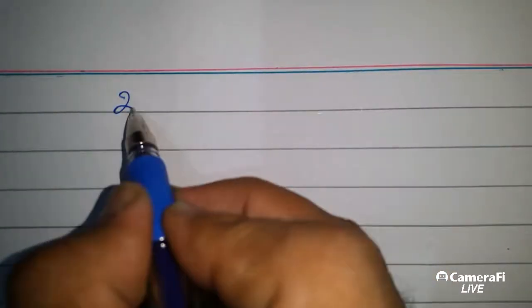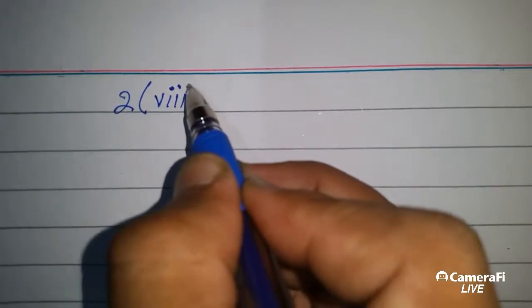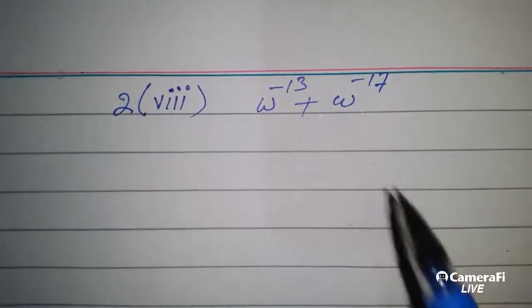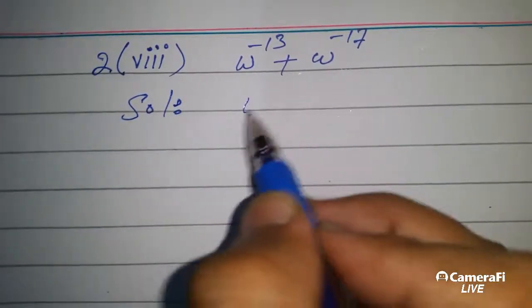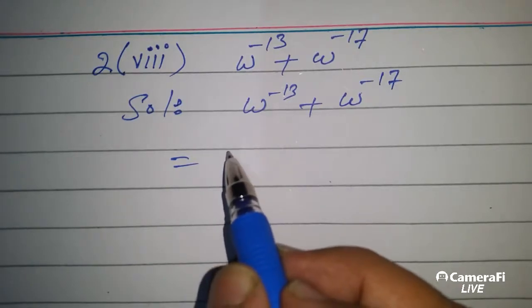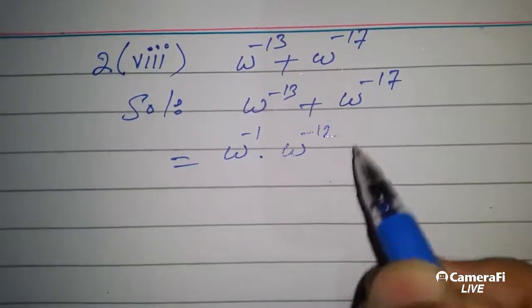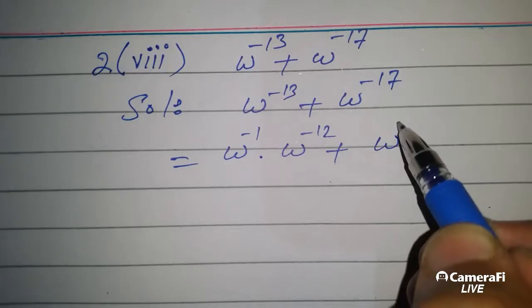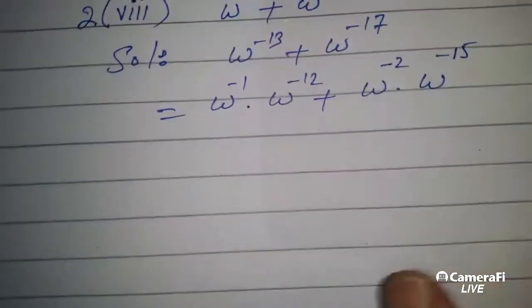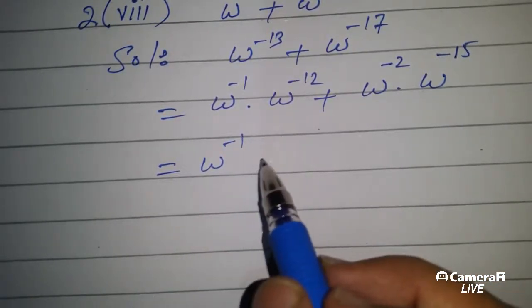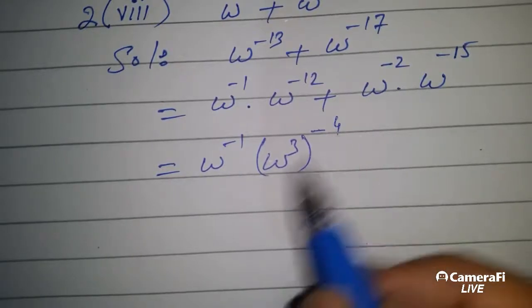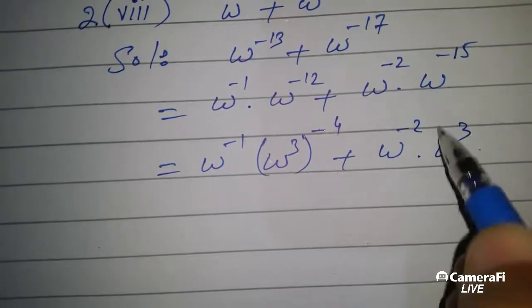The next problem, question number 2, eighth part. Omega raised to power minus 13 plus omega raised to power minus 17. How can we solve this problem? We can write it as omega raised to power minus 1 and omega raised to power minus 12. Similarly, omega raised to power minus 2, omega raised to power minus 15. And I can write this as omega power 3 raised to power minus 4, omega power 3 raised to power minus 5.